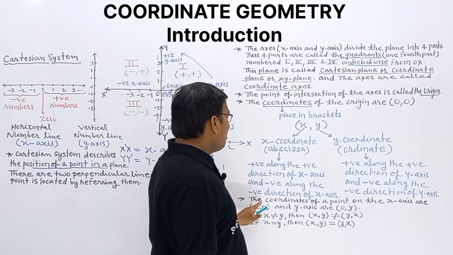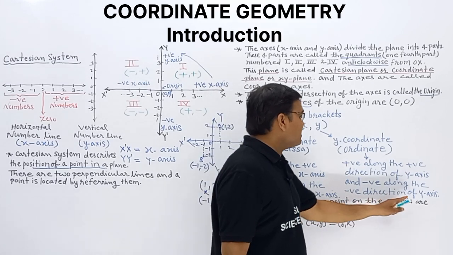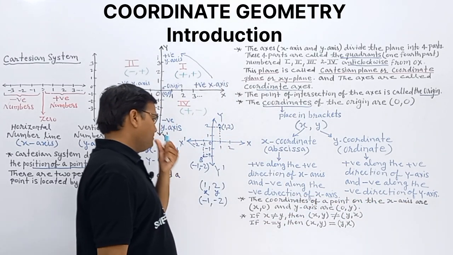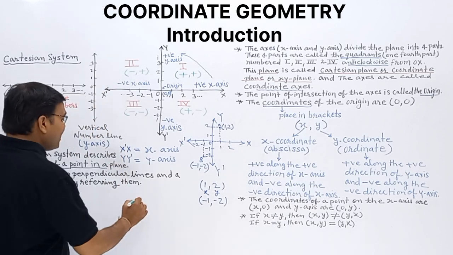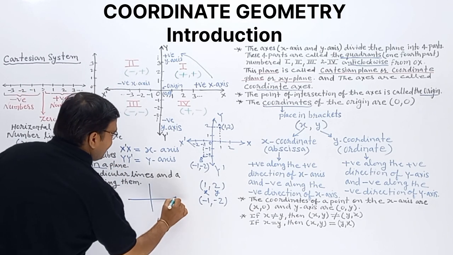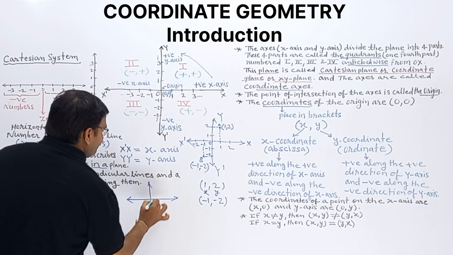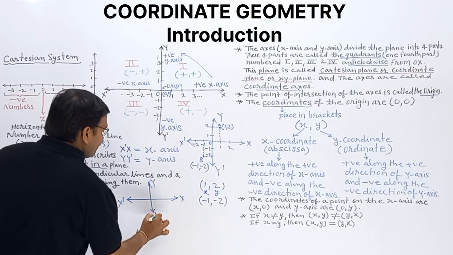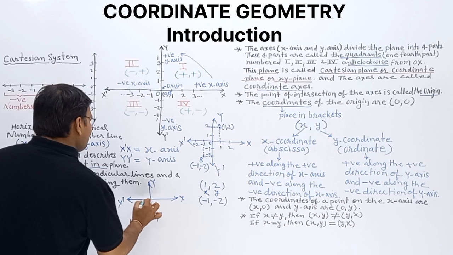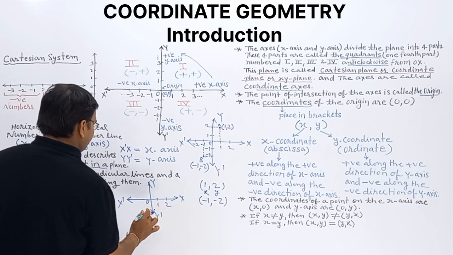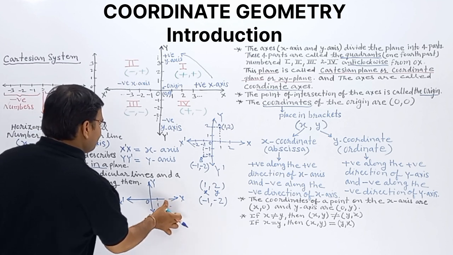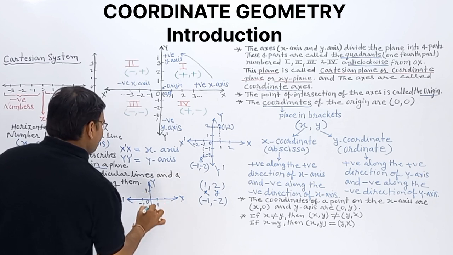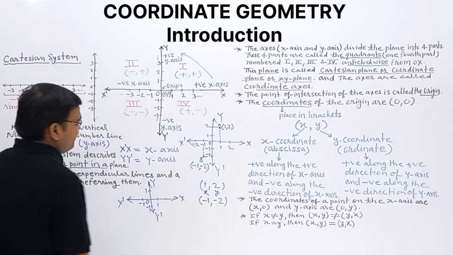Now the coordinates of a point on the x-axis are (x, 0) and on the y-axis are (0, y). Now again I am drawing a plane. Observe this plane. This is the x-axis and this is the y-axis. This is the origin. I am taking only one point, that is sufficient. Only one: (1, -1).